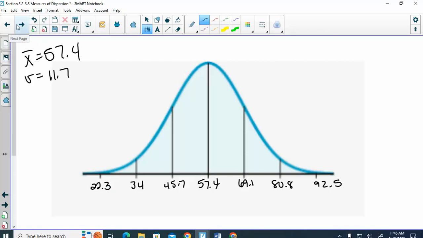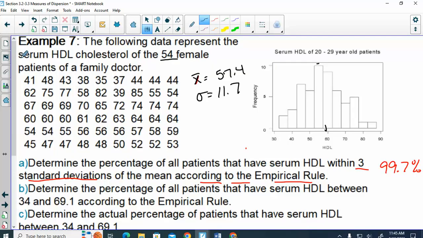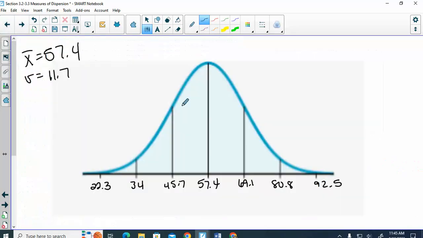So my question is, I want to know what percentage would be between 34 and 69.1. So here's 34, 69.1. So I need to know how many are going to fall in this window. Now from here to here, this was one standard deviation. We know how much is that? 68%. How do I find this little chunk?